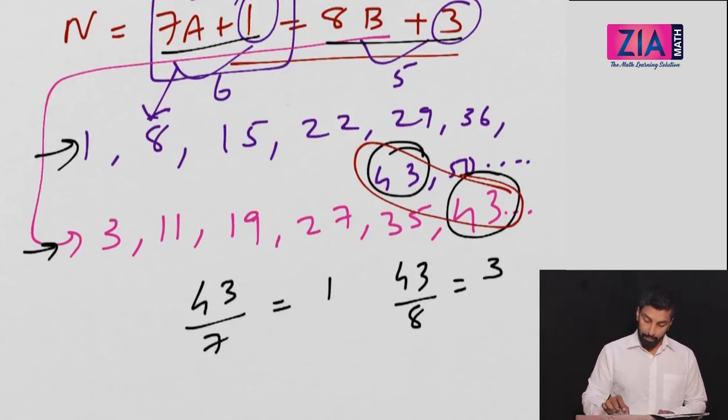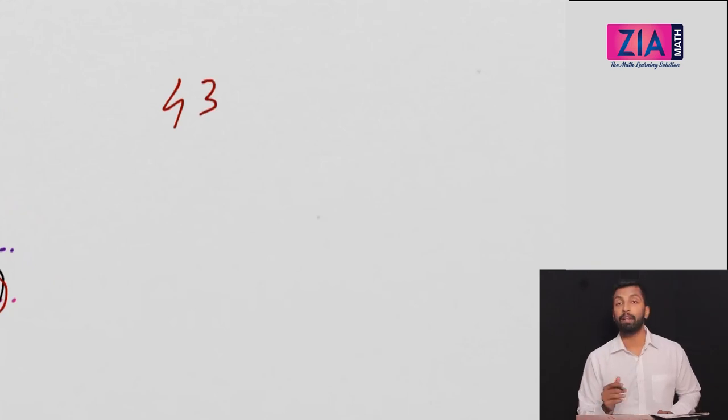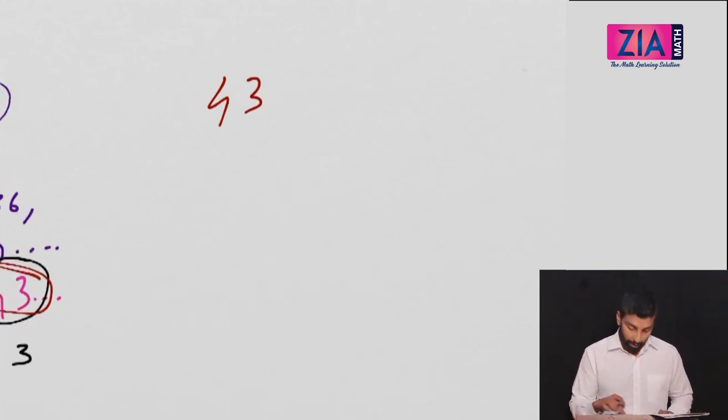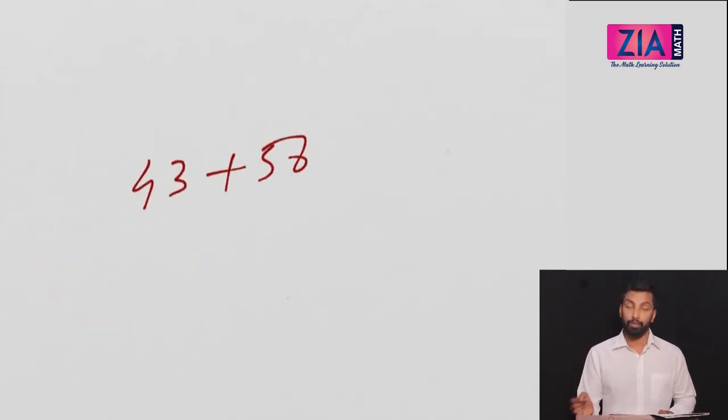If you get the first number, that is 43, okay? Then what is the second number? The second number will be the LCM. You need to add the LCM. What is the LCM here? The LCM of 7 and 8 is 56. So add 56, and you get the second number.